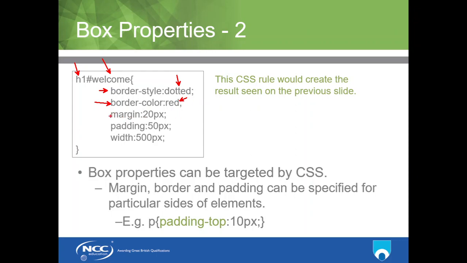Then we want margin, space between the border and the next element. We want it to be 20 pixels. Then we want the padding. We want the padding to be 50 pixels. Space between the content and the border. Then we want the width to be 500 pixels. So box properties can be targeted by CSS.